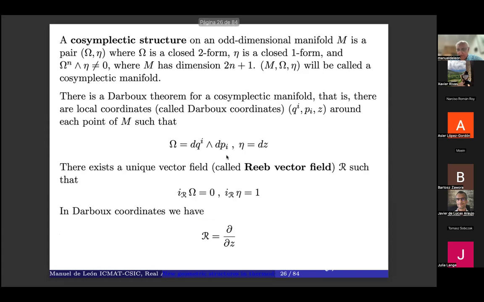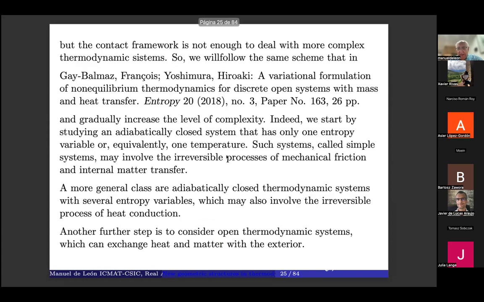Okay, so we now consider more general systems, and you remember that if you integrate the evolution vector field, you obtain the thermodynamic equations, and they represent a Legendre submanifold in the corresponding contact manifold. But there are more general systems.